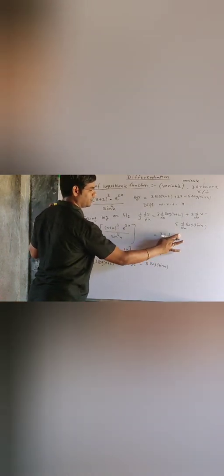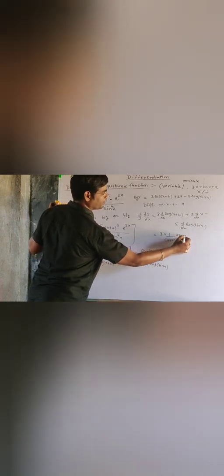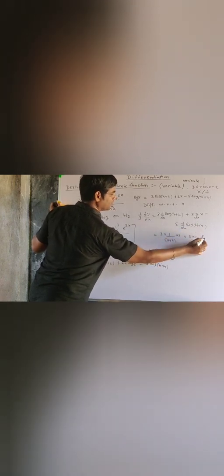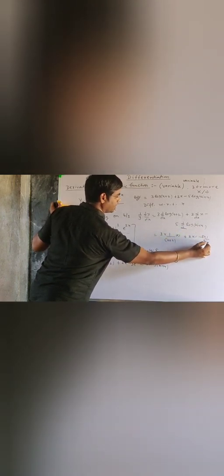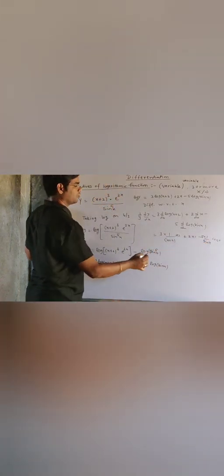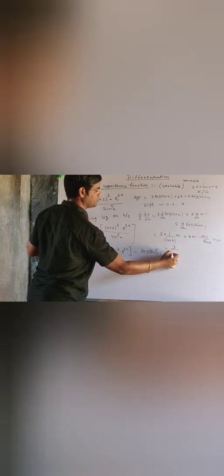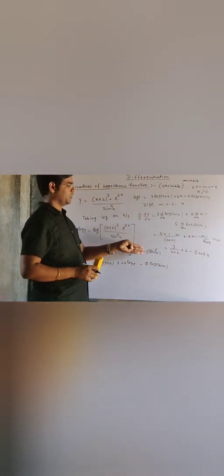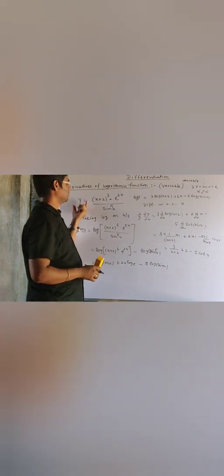And directly you can write the derivative of x plus 2. What is it? 1 plus 0, that is 1 only. Plus the derivative of x is 1. The derivative of log sin x is what? 1 upon sin x, and the derivative of sin x is cos x. So the answer is 3 upon x plus 2, plus 2, minus 5 cos upon sin, which becomes cot x. And this is 1 upon y dy by dx. Take y to the right hand side and substitute the value of y. This will be our final answer.